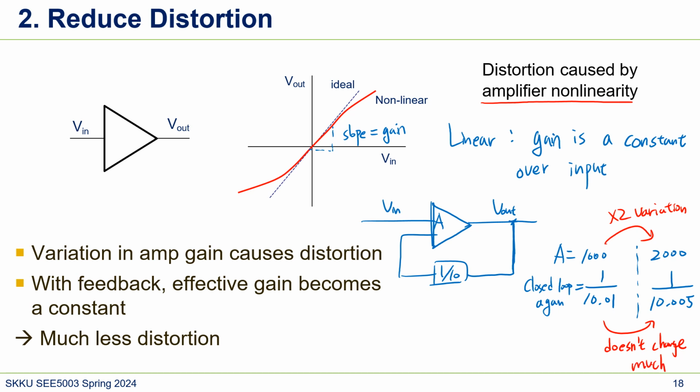So that's what it says. Even though the amplifier gain is changing, and maybe V in is 0.5 volt here and 0.6 volt here, even though the amplifier gain changes over the input voltage, when we make a feedback system using this gain, the closed loop gain isn't changed much. So we can reduce the distortion from the amplifier.